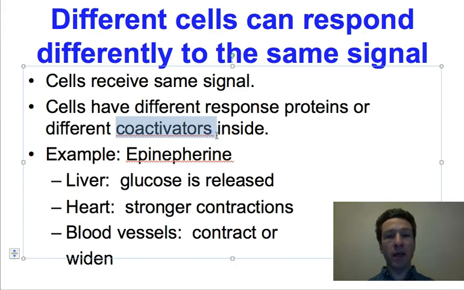And so upon receiving the ligand, the receptor is going to be turned on in a very similar manner between these different cell types. But when the receptor is turned on, it's going to have a different effect because the response proteins it activates are different, or because the co-activators are different. We'll talk about co-activators when we talk more about steroid receptors. Let's talk about an example where different cell types have different responses to the same ligand. The example we'll use was covered in the book, and this is epinephrine. And epinephrine is another name for adrenaline.